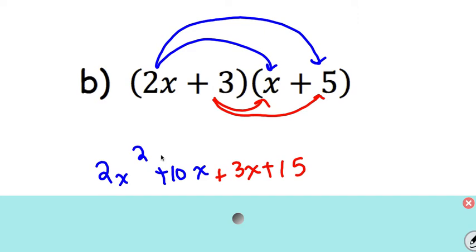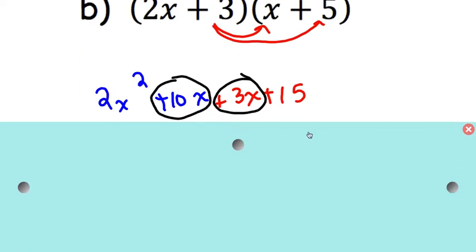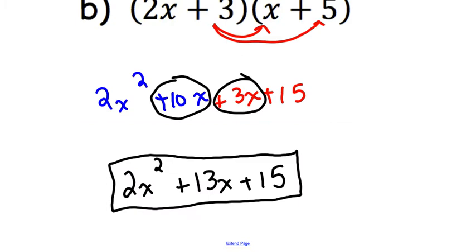Again, I have like terms here in the middle, 10x plus 3x. Remember, same variable, same exponent. That's why we can't combine it with this one, because this has an x squared, right? So they don't have the same exponent. Add those two in the middle, 10 plus 3 is 13. Final answer, 2x squared plus 13x plus 15, and I'm finished with example B.